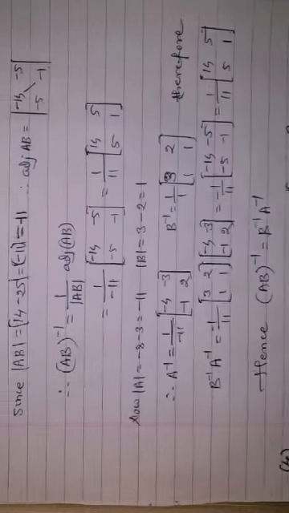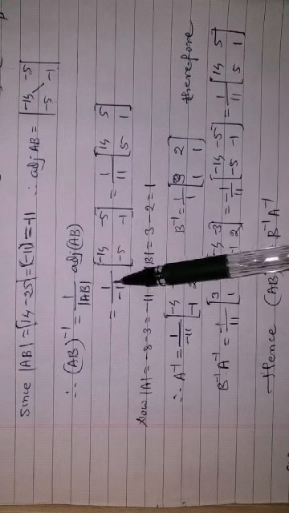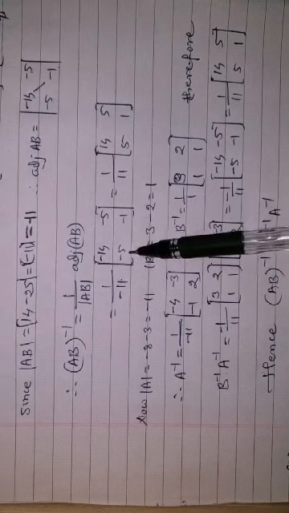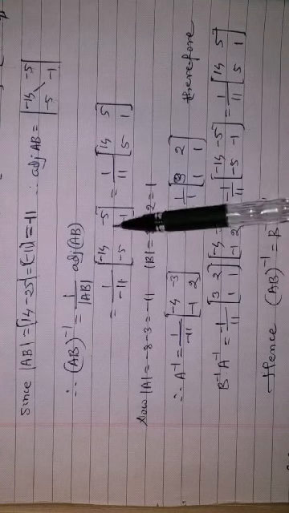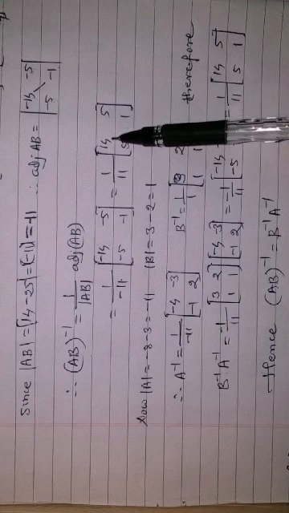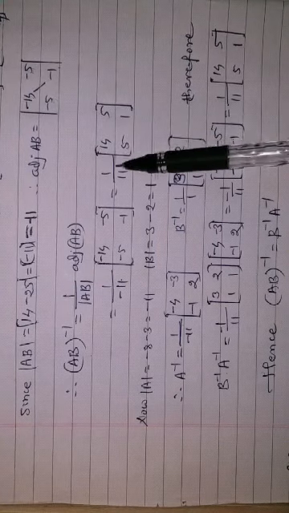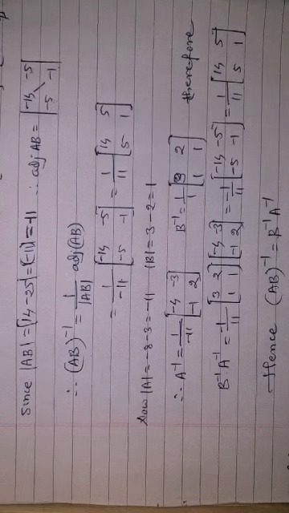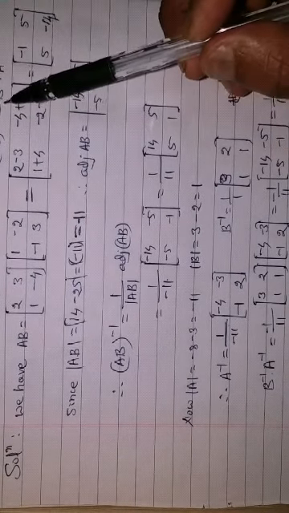Hence (AB) inverse is equal to 1 upon determinant of AB into adjoint of AB, which is 1 upon minus 11 into the matrix minus 14, minus 5, 1. Multiplying this minus sign into the entire square matrix, we get 14, 5, 1, with 1 upon 11 outside. This is the LHS, the given (AB) inverse value.